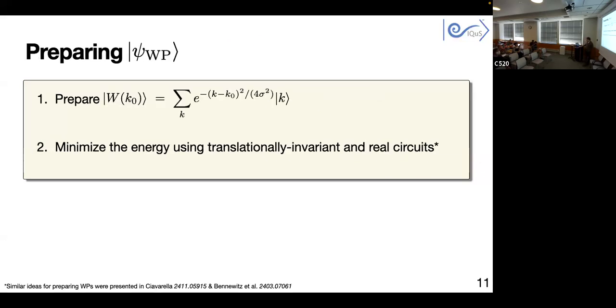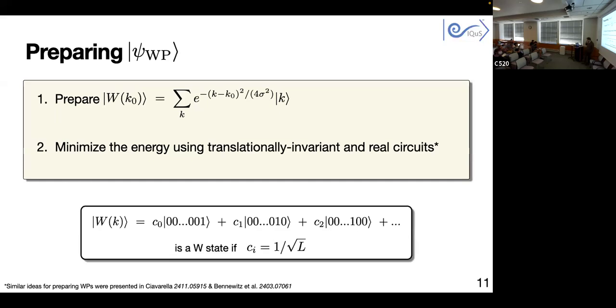So to prepare wave packets, you start with a different state. Now I'm calling this W of k, which is just a Gaussian superposition of these states k that I was showing on the previous slide. And then again, you use translation invariant circuits to minimize the energy and create a single particle wave packet. At this step, there's an additional requirement that these circuits must be real.